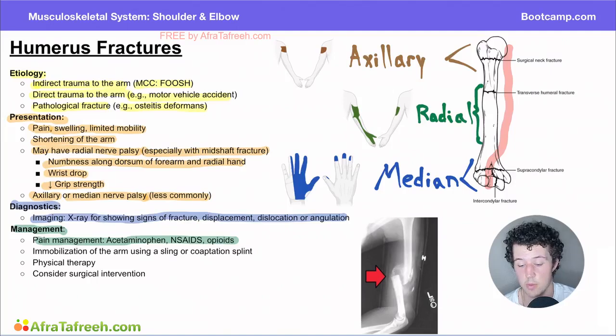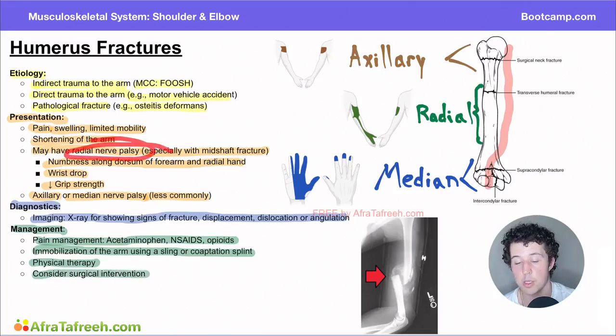Longer-term treatment of the arm will include immobilization of the arm with a sling or coaptation splint in order for the bone to heal. And once a patient has healed enough, they'll begin physical therapy to mitigate some of the muscular changes that will happen when a patient doesn't use their arm for weeks at a time. And of course, we'll need to consider surgical intervention, especially if there have been complications like radial nerve palsy or brachial artery injury. Alright, let's do a recap and then we'll do a practice question together.